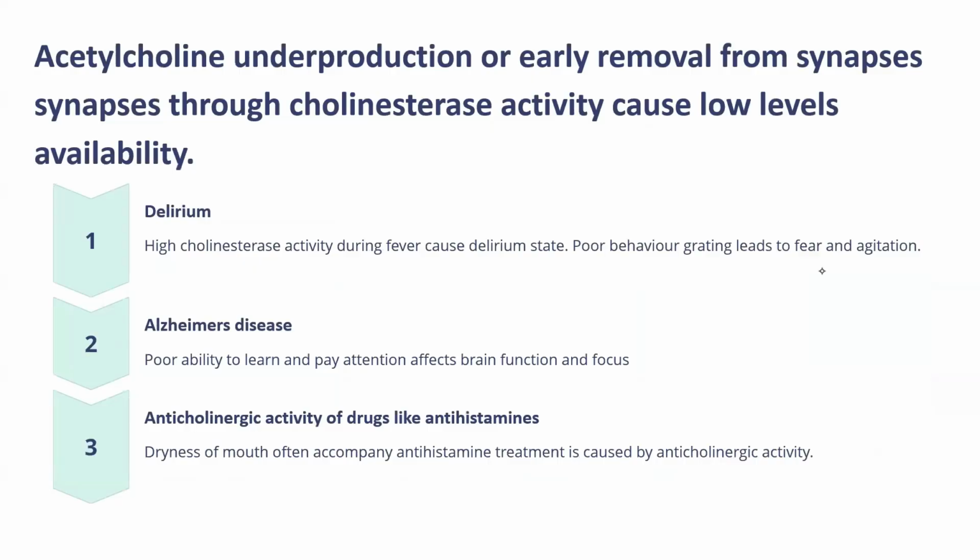Acetylcholine underproduction and early removal from the synapses: either acetylcholine production is reduced or it is removed very fast from the synaptic junction. The enzyme responsible for the early removal from the synapses is cholinesterase. Most of the antidepressants use cholinesterase inhibitors to improve acetylcholine availability.